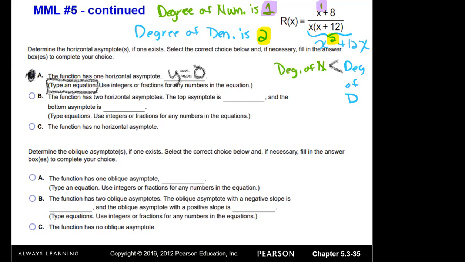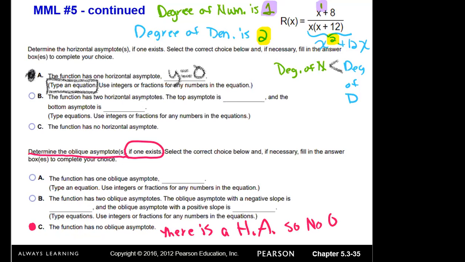Now next, they ask you to determine the oblique asymptote, if one exists. One doesn't exist on this because, hopefully you remember, you can only have a horizontal or an oblique. You cannot have both. You can have one or the other, or you can have neither, but you can never have both. There is a horizontal asymptote, so no oblique exists.